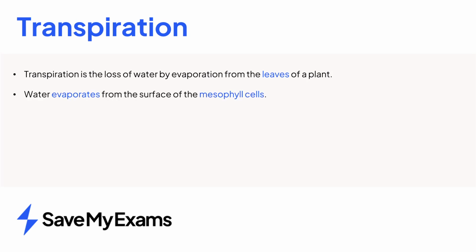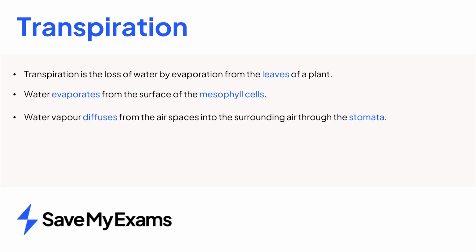So, in summary, transpiration is the loss of water by evaporation from the leaves of plants. It occurs when water evaporates from the surface of mesophyll cells in the leaf. The resulting water vapour then diffuses from the air spaces in the leaf into the surrounding air through the stomata.